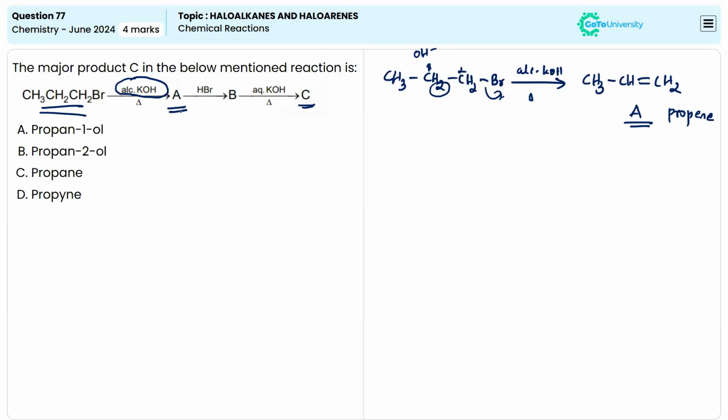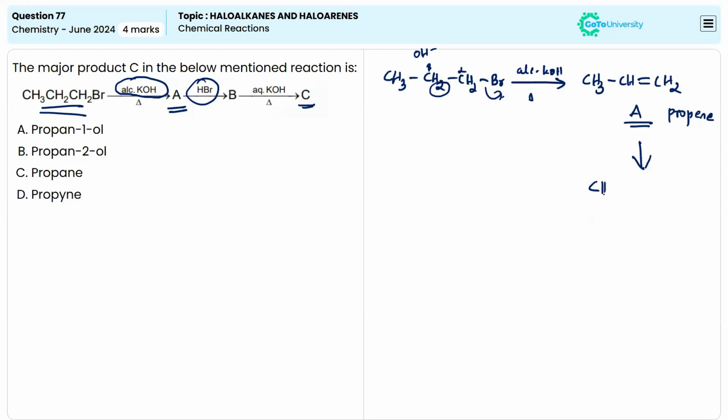Now what is the next reaction? This propene reacts with HBr, hydrogen bromide. So this is the opposite reaction of elimination. When you add a hydrogen halide to an alkene, the reaction will be an addition reaction. That is opposite to the elimination reaction. So the hydrogen bromide adds between the double bonded carbon atoms. The halogen will move to the carbon which contains less hydrogen. That is Markovnikov's rule, right?